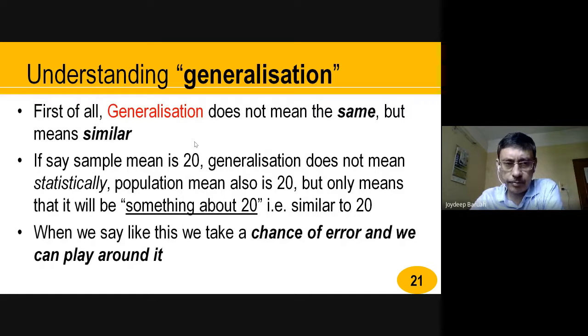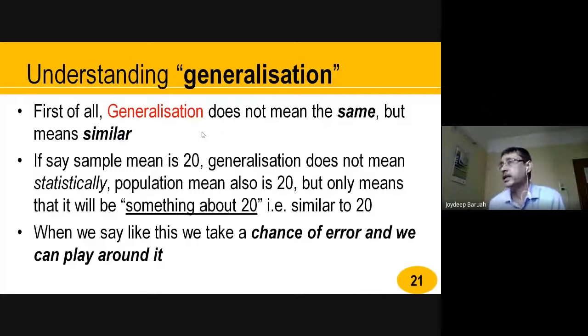In the generalization theory, when we try to generalize based on your sample result, and based on your sample result you try to generalize for the population, we do not mean same, but we mean similar. All right, what is the difference between the same and similar? Same and similar means that if we get a sample value of 20 and then we try to generalize it for the population, we will not say that the population value is exactly going to be 20 like the sample, but it is going to be somewhere near 20. All right, it is going to be similar to 20, it will be close to 20. So you accommodate a possibility of error.